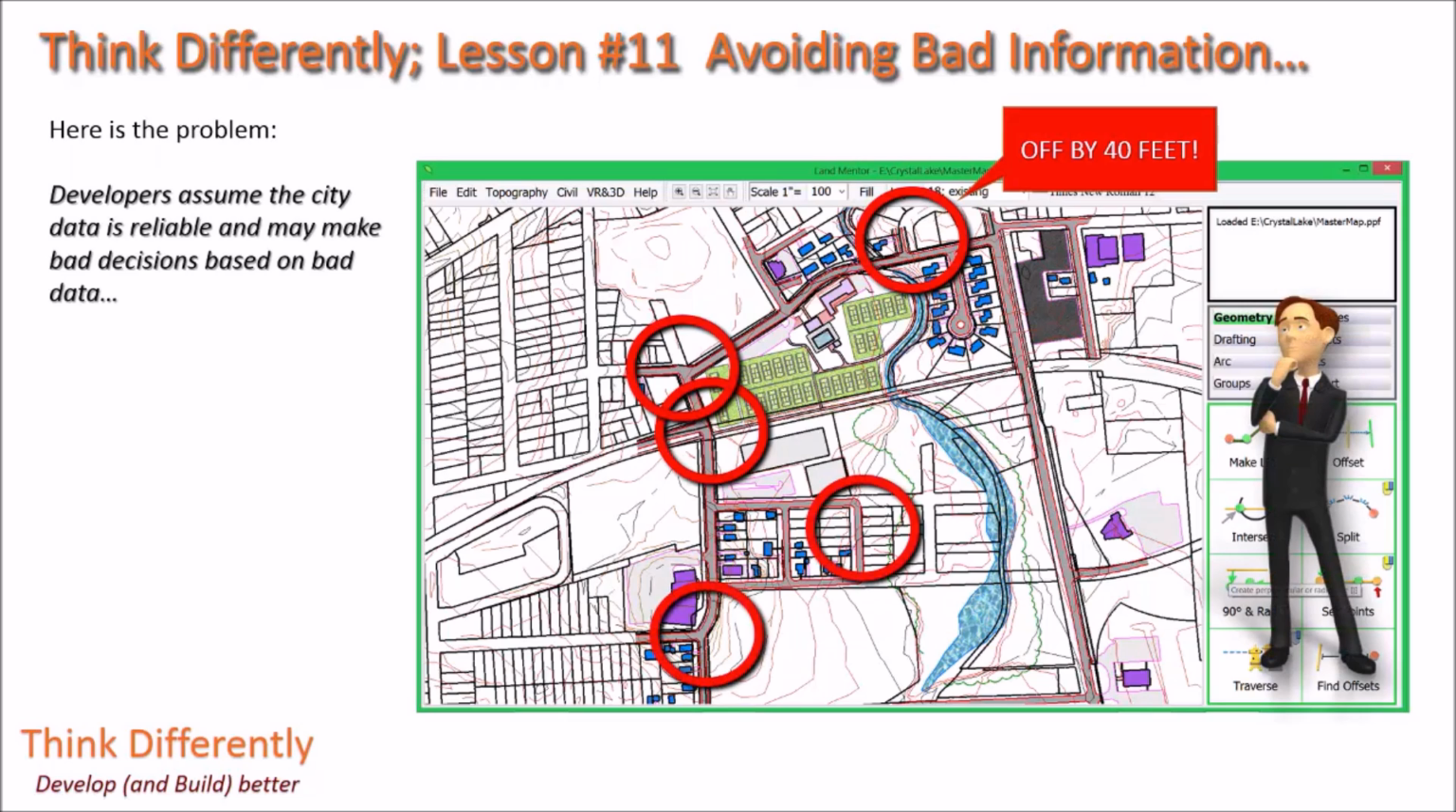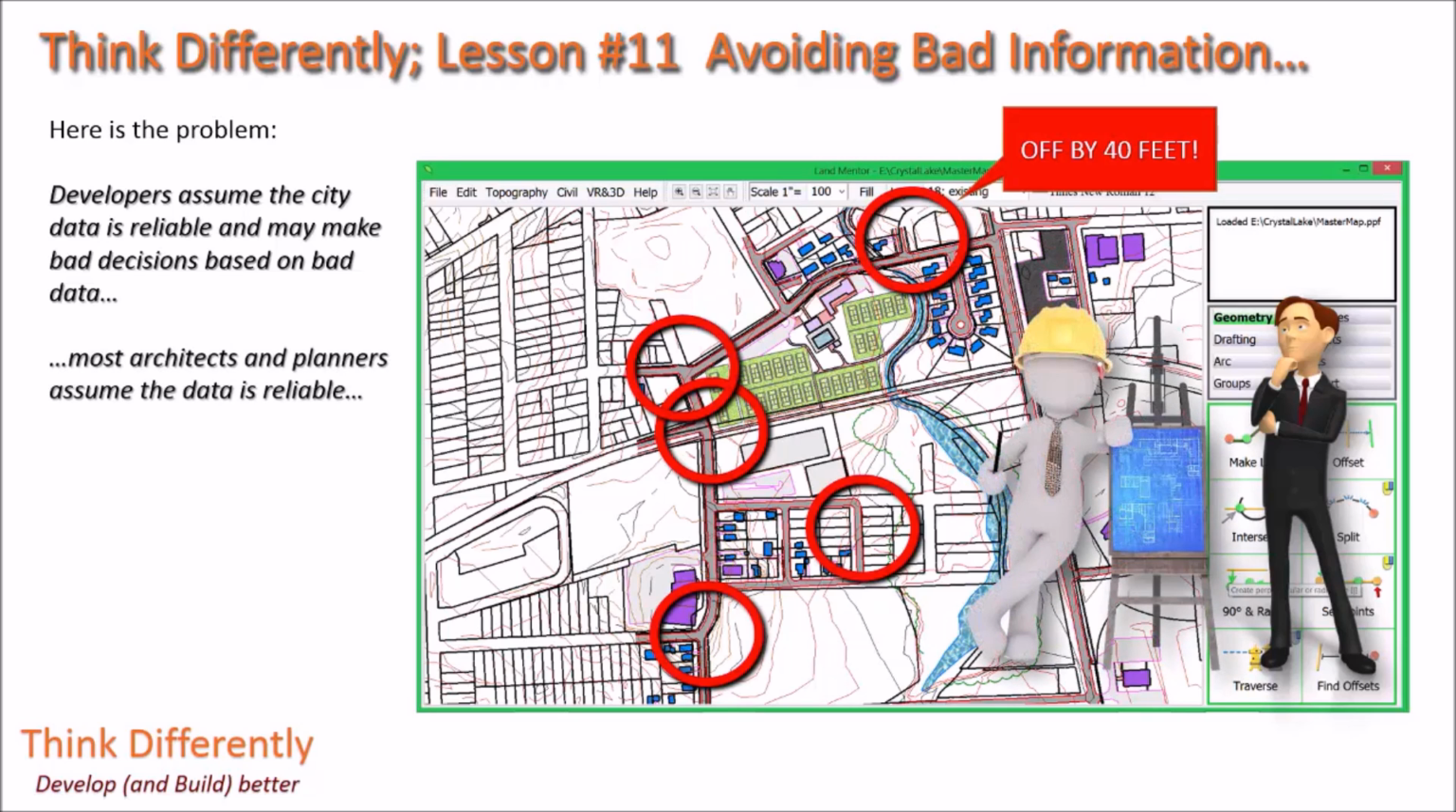So here's the problem. Developers assume that city data is reliable. And they might look at the land and go, oh no, I don't want this piece of land because look at all the wetlands. Well, maybe there aren't any. Or, I'll buy this piece of land. Look, there's nothing encumbering it. Well, maybe there is. And so really bad decisions are made on that information. Here's the bigger problem. Architects and planners assume this is accurate data for the most part. Architects and planners say, I can build off this data. I could do things off this garbage. It's garbage.